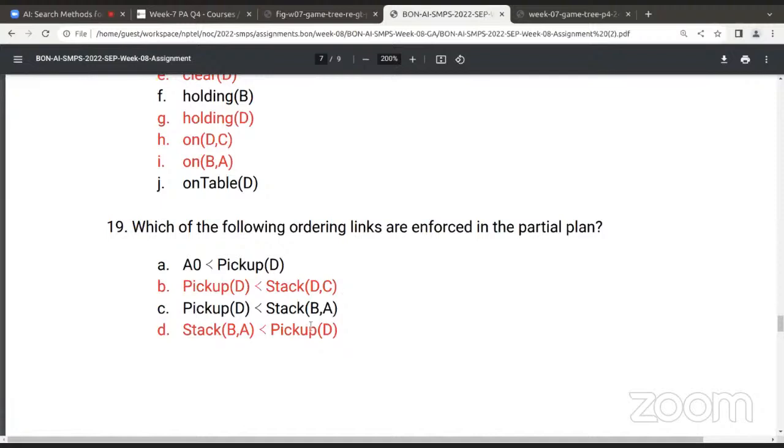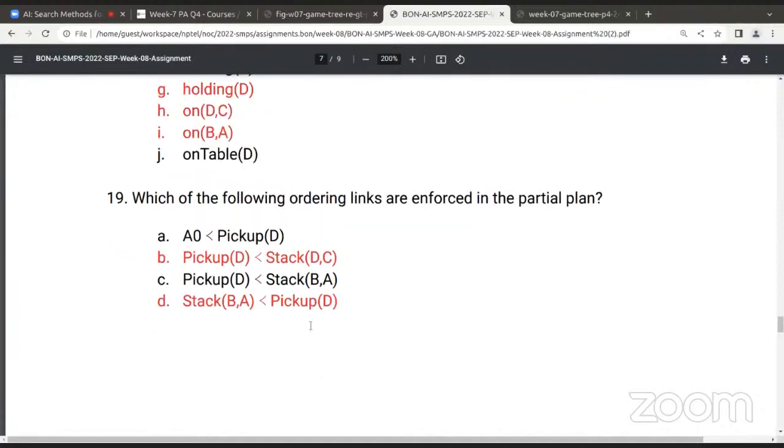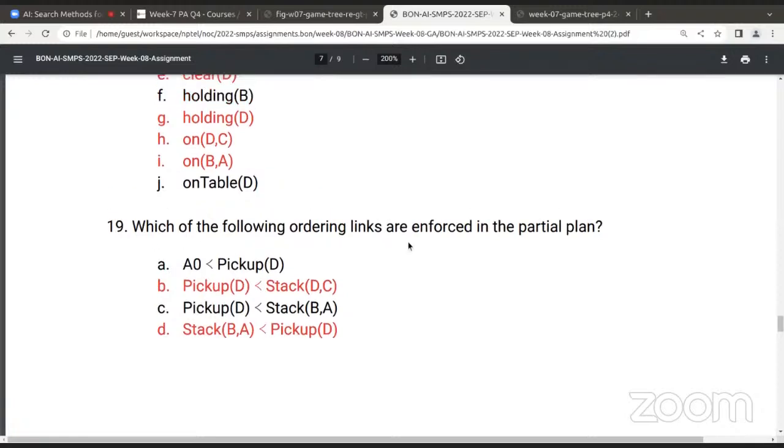For which question? Question number 19. Where is E? There is no E here. A, B, C, D. Okay, A. Because the graph what you have plotted is not full. That is the reason A0 is not less than, which is what you are telling, processing this symbol as less than. No, this says A0 precedes pickup D. It comes before. It will happen before pickup D.